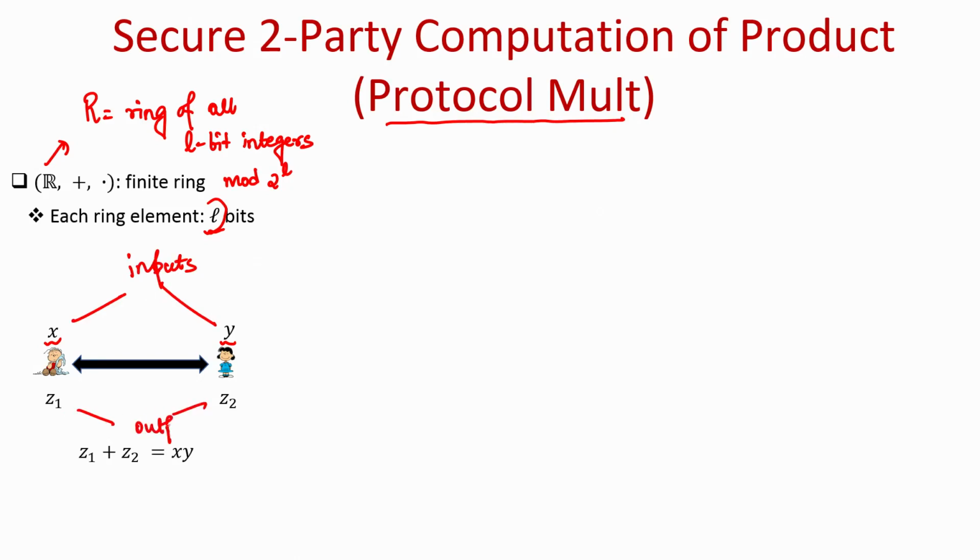the output that we require from this mult protocol is a secret sharing of x times y. Namely, we want that finally at the end of the protocol P1 should have a ring element Z1, P2 should have a ring element Z2, which are random ring elements such that the summation of the ring elements Z1 and Z2 is the product of x and y, and in the process nothing additional about x and y should be revealed.